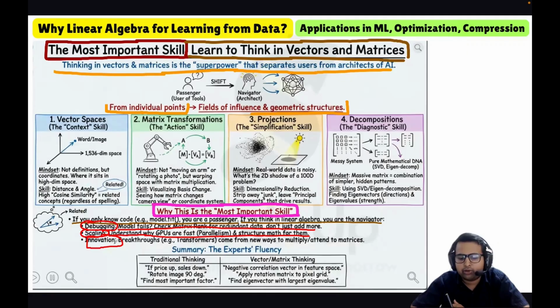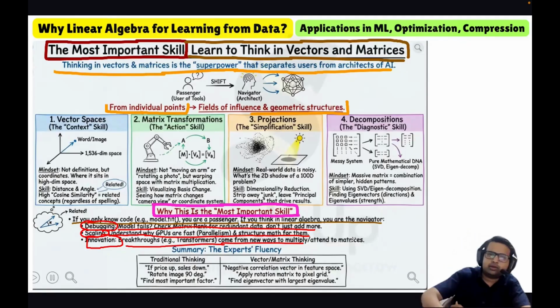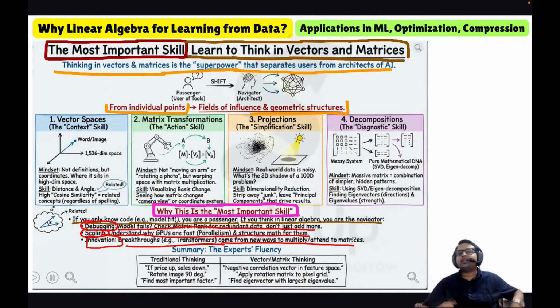You can structure math for GPUs, and innovation. Every major breakthrough in AI, like the transformer architecture used in ChatGPT, was born from someone finding a new way to multiply and attend to matrices. So any innovation will be in terms of vectors and matrices. Now it's very clear to us the importance of thinking in terms of vectors and matrices. We can get to know how the model is working. We can debug, we can scale, and we can innovate our model.